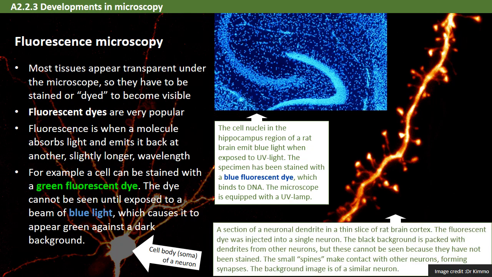On the right, another example, a section of a neuronal dendrite in a thin slice of rat brain cortex. The fluorescent dye was injected into a single neuron, and the black background is packed with dendrites from other neurons, but these cannot be seen because they have not been stained. This way you can study this single dendrite and see all the details like the small spines, which are where synapses are located. This is where the neuron makes contact with other cells, mostly neurons.